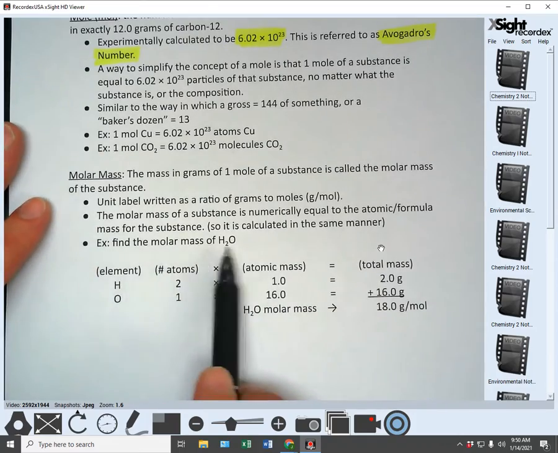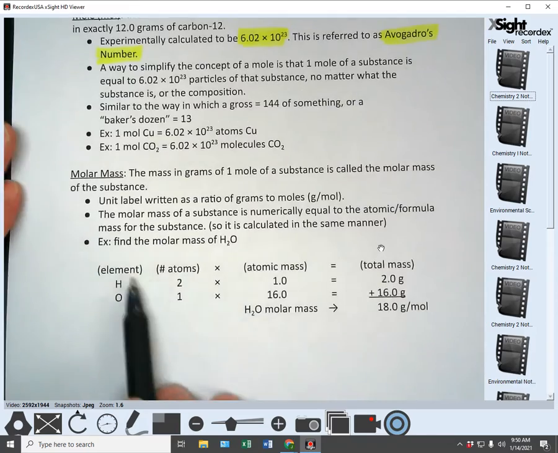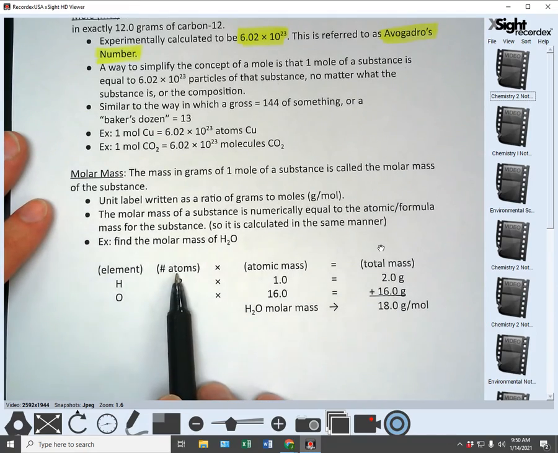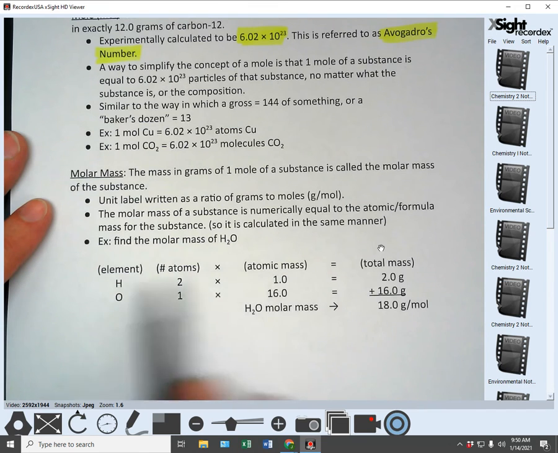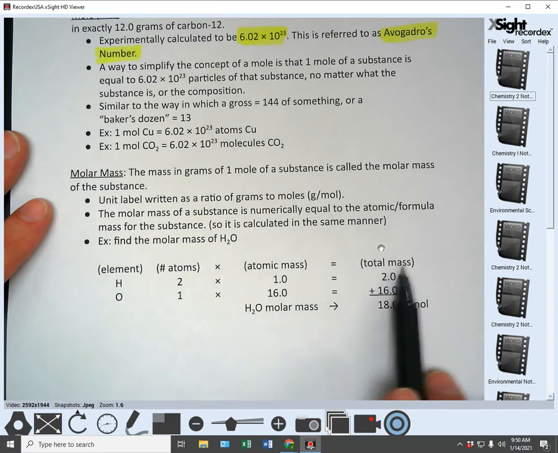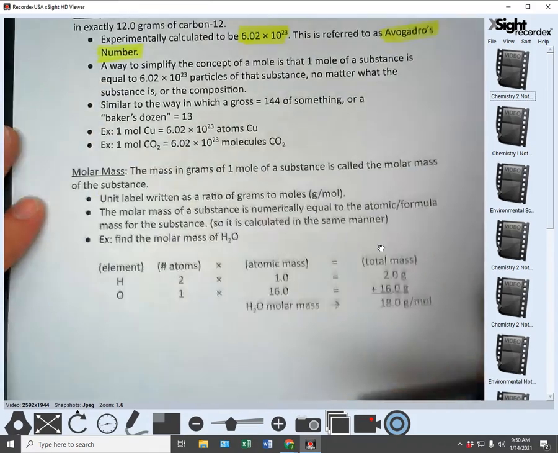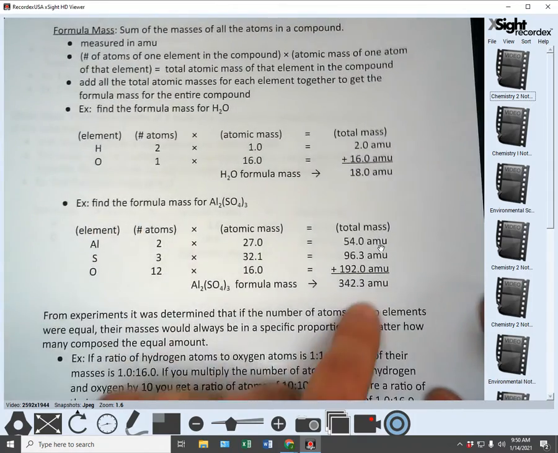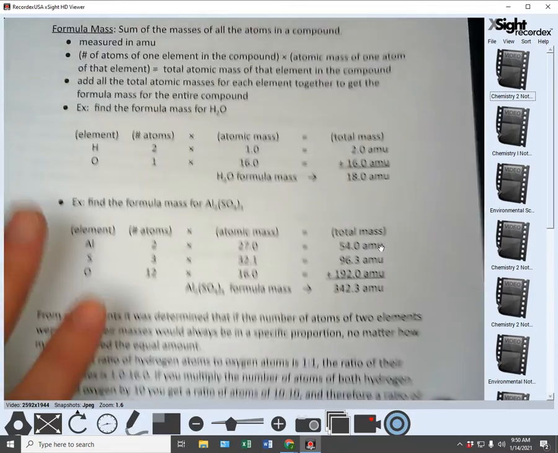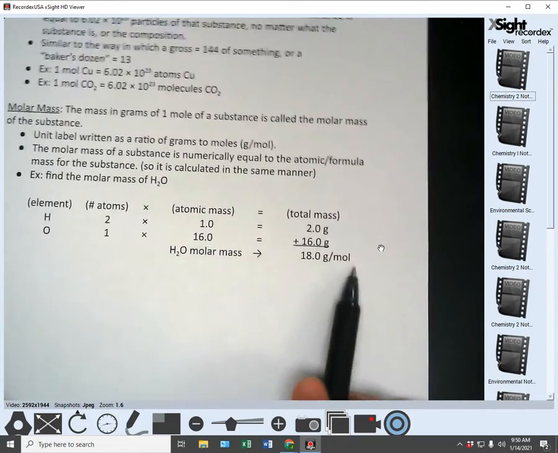So for example, I use water just like I did on the front. You do the exact same thing. You split the elements up, you take the number of atoms of each element, multiply it by the atomic mass for that element, get the total, add them up. The only difference between the molar mass and the formula mass is your label. The label for molar mass is grams per mole.